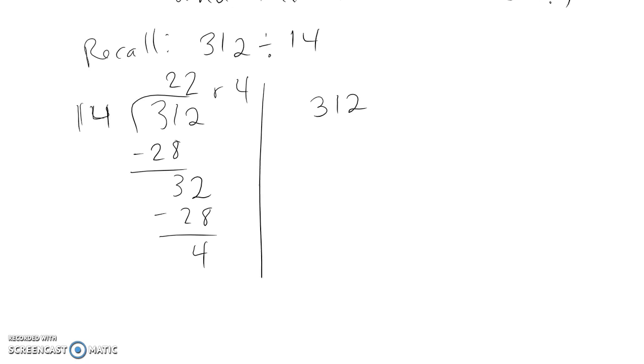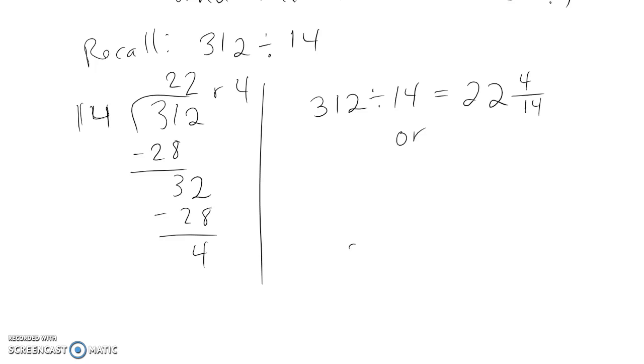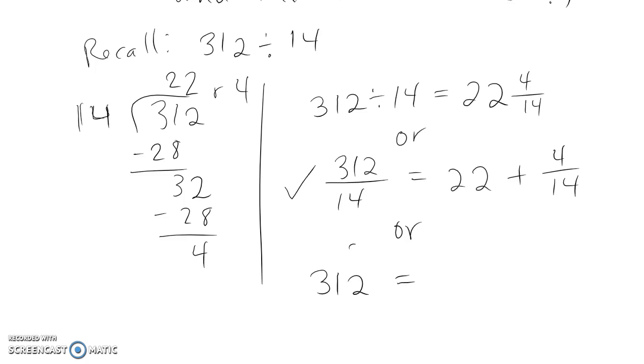This information can be summarized in a couple of ways. We could say 312 divided by 14 equals 22, that's our quotient, and the remainder 4 over 14. Or I can take 312 over 14, which also means divide, and I get 22 plus 4 14ths, which is exactly what 22 and 4 14ths means. Or I can also write that statement this way. If I multiply both sides of this equation by 14, I get 312 equals 22 times 14 and then plus 4. Because if I multiplied by 14 here, it would cancel out, it would clear the fractions, and leave me with 22 times 14.